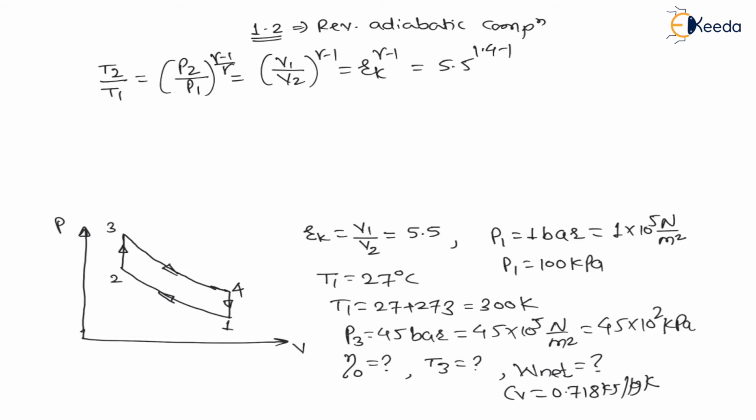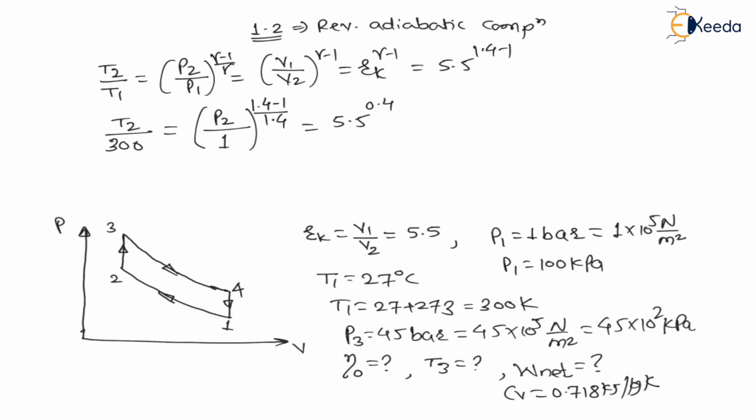Therefore my dear students, we can write here T2 is unknown divided by T1 is given. T1 is 300 Kelvin. Always we have to use temperature in Kelvin. This is equal to P2, which is unknown, divided by P1, which is given as 1 bar. Put the value in bar, then P2 we will find in bar. Therefore, 1.4 minus 1 divided by 1.4 is equal to 5.5 raised to 0.4.